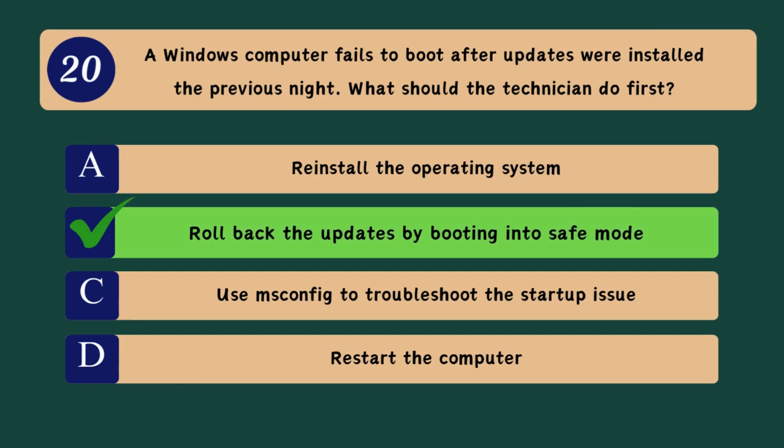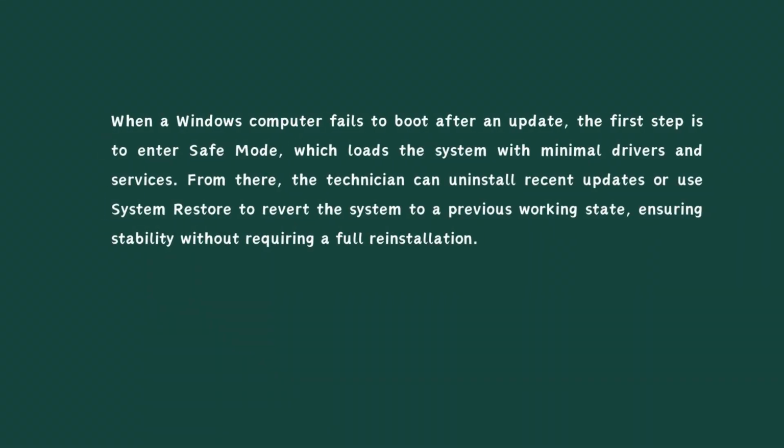Correct answer: B. Roll back the updates by booting into safe mode. When a Windows computer fails to boot after an update, the first step is to enter safe mode, which loads the system with minimal drivers and services. From there, the technician can uninstall recent updates or use System Restore to revert the system to a previous working state, ensuring stability without requiring a full reinstallation.